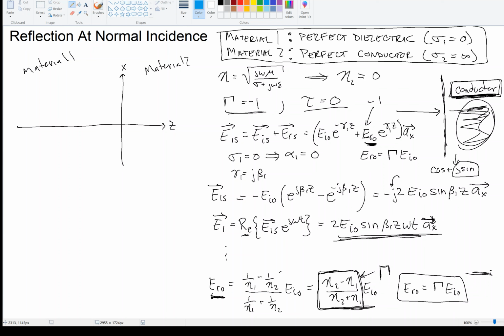oh, I missed something here. Let me back up. This is not correct. What I meant to write here is 2Ei0 sine of beta 1z times the sine of omega t. Of course, you all caught that, and were just yelling at the screen for me to fix that. Okay, so now let's just plot the wave at different moments in time. So for t equals 0, sine of 0 is 0, so this whole thing is 0 at t equals 0.